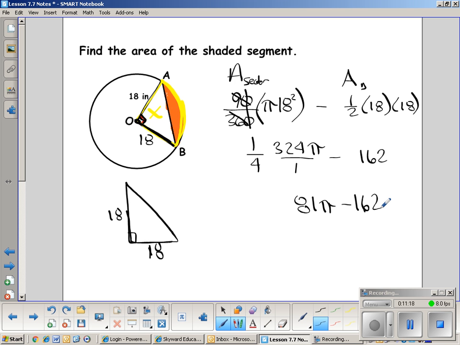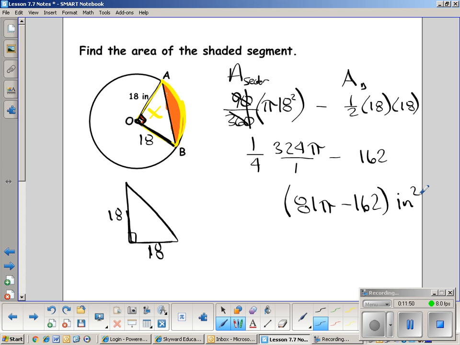Okay? Now, if they say in terms of pi, these are not like terms. This has a pi in it, this one doesn't. They're not like terms. We cannot simplify that any further. If they say in terms of pi, this is our answer. Inches squared. Okay? If they say in terms of pi, you just have to leave it that way. It's ugly, yes, but it's the only way to leave it as an exact value.